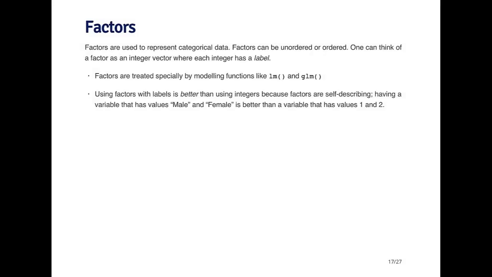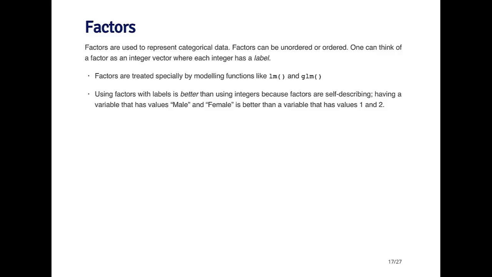So a factor is a special type of vector which is used to represent categorical data. There are two types of factors: unordered or ordered. You can think of unordered factors as storing data that have categorical labels but have no ordering, for example, male and female. Or you can have ordered factors, which might represent things that are ranked. So they have an order, but they're not numerical.